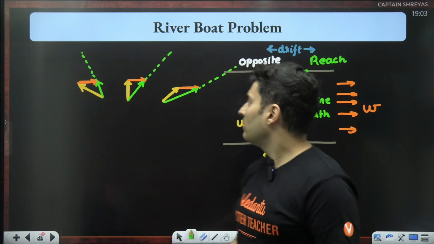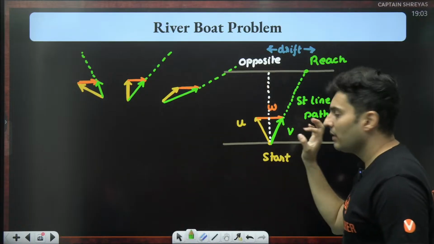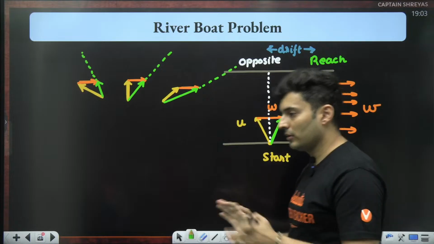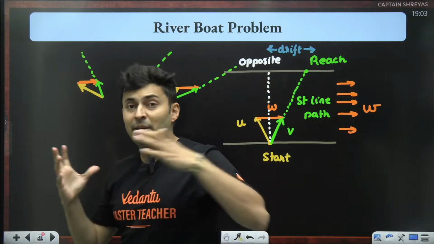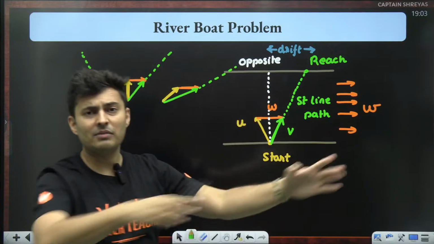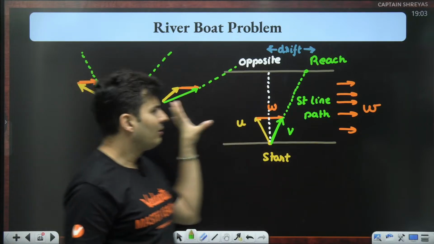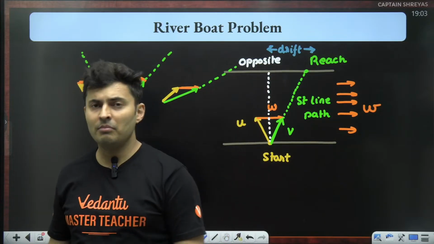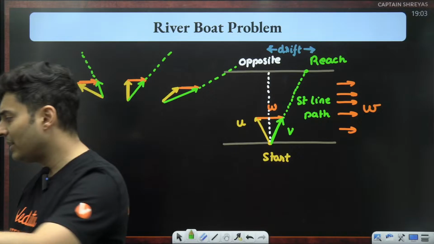Think and tell me, will the river velocity in any way affect the time taken to cross or not? If the river speed increases, imagine river speed is very fast. You might have seen videos these days in monsoon, very fast moving rivers. We think it will take more time to cross the river, maintaining the same angle, maintaining the same speed.